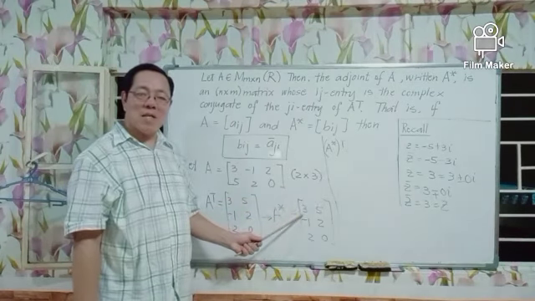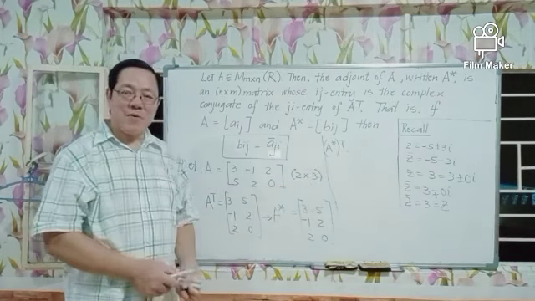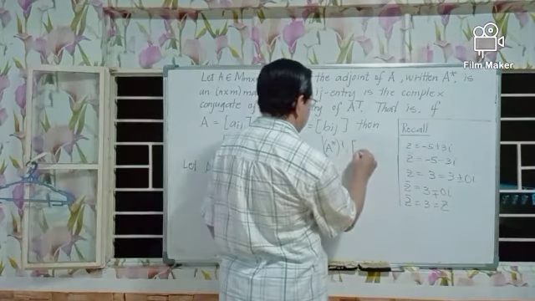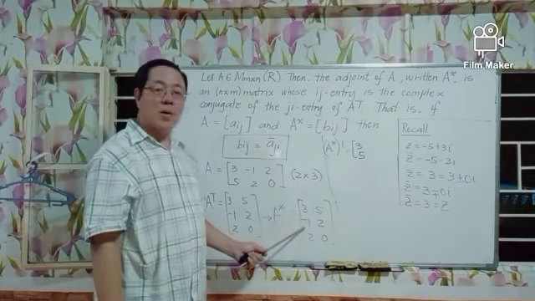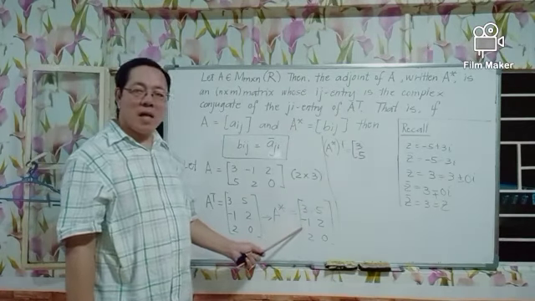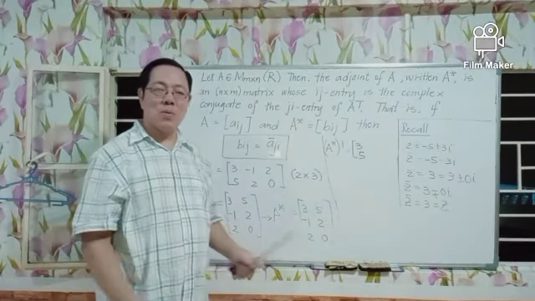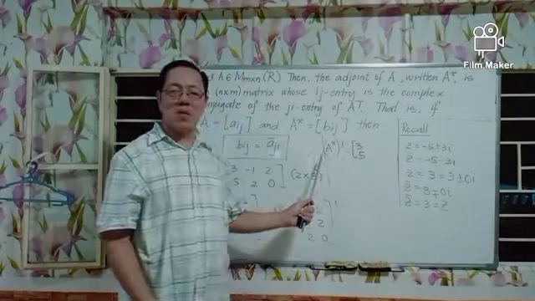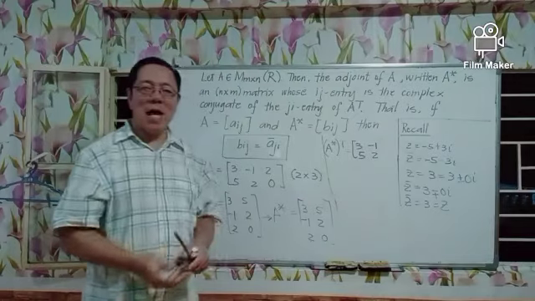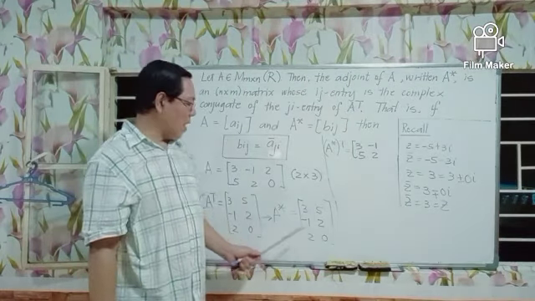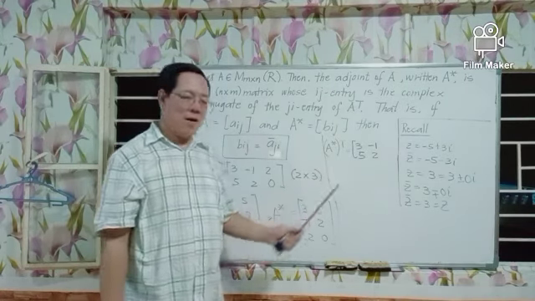So the first row of A star, 3, 5, we write as the first column of the transpose of A star. And the second row of A star we write as the second column of the transpose of A star. Negative 1, 2 will be the second column. And the last and third row of A star is written as the third column of the transpose of A star.